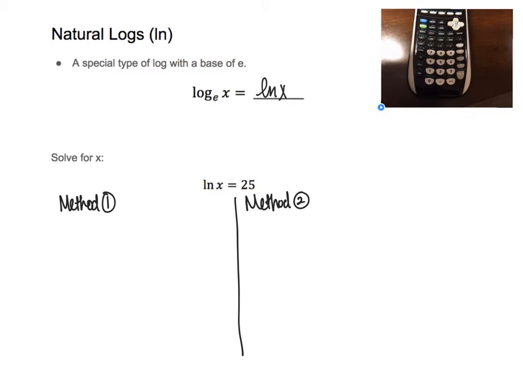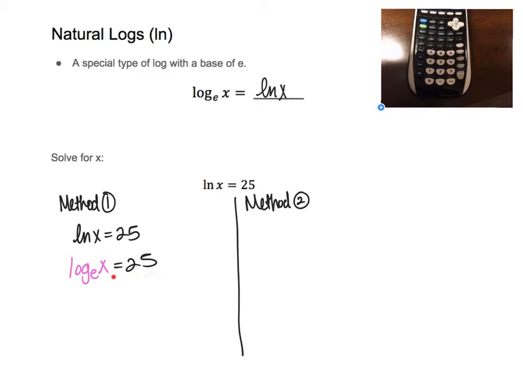So the first method I'm going to do is something that you guys are familiar with, which is with logs, okay? So let me actually rewrite the problem. This is ln of x equals 25 is what I'm trying to solve. And so instead of writing ln of x in this equation, I'm going to replace it with what it represents as a log. So I'm going to replace this as log base e of x equals 25. So all I did was replace the ln with what it represents as a log.